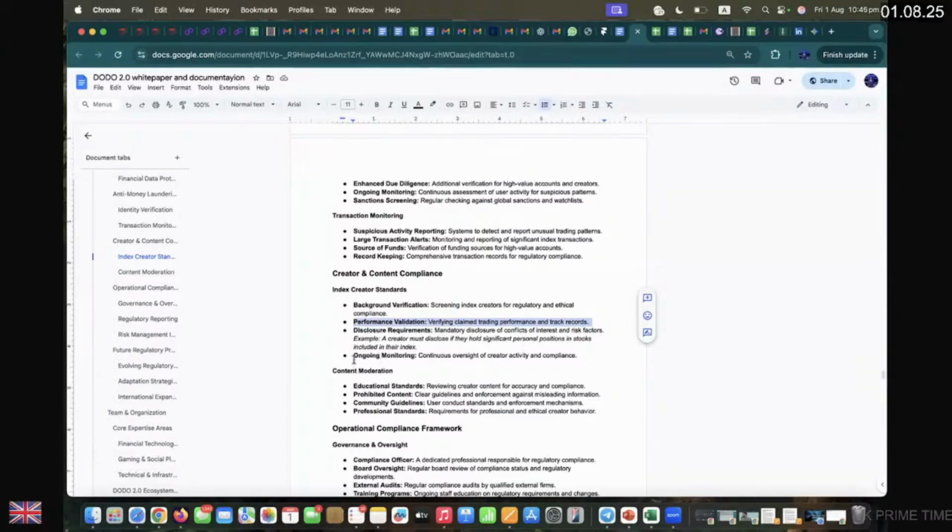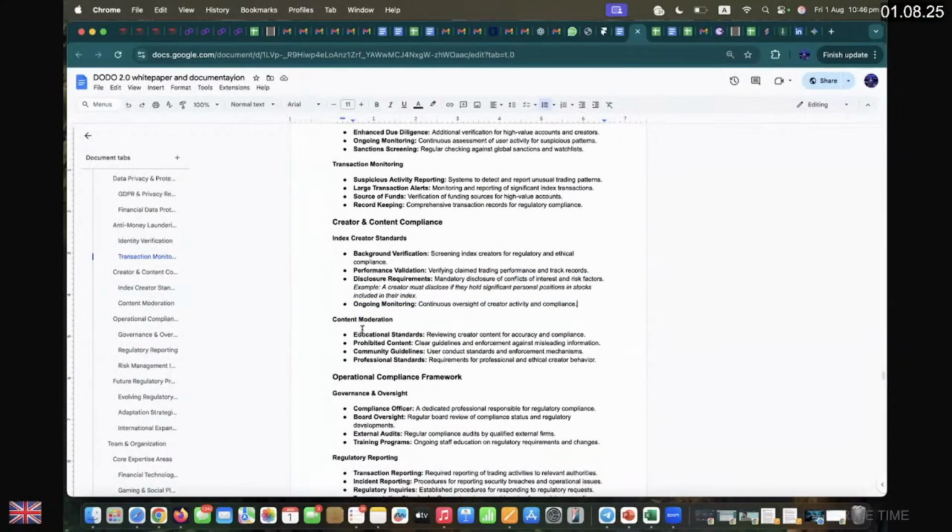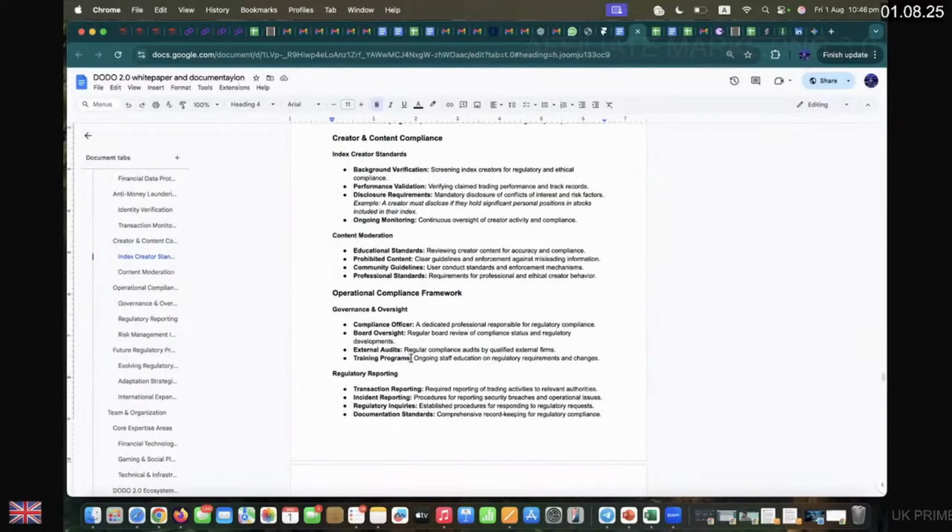Ongoing monitoring: continuous oversight of creator activity and compliance. Content moderation for educational standards, for prohibited content, for community guidelines, for professional standards. We will do content moderation on the platform over the gamified ecosystem with the help of AI and real people. Operational compliance framework: governance and oversight.